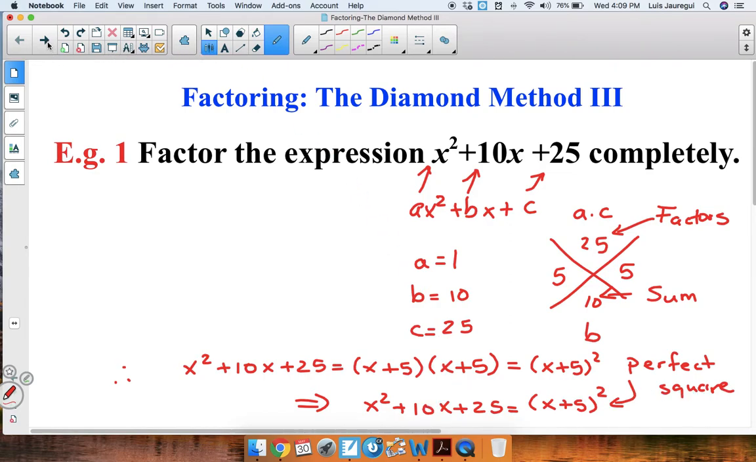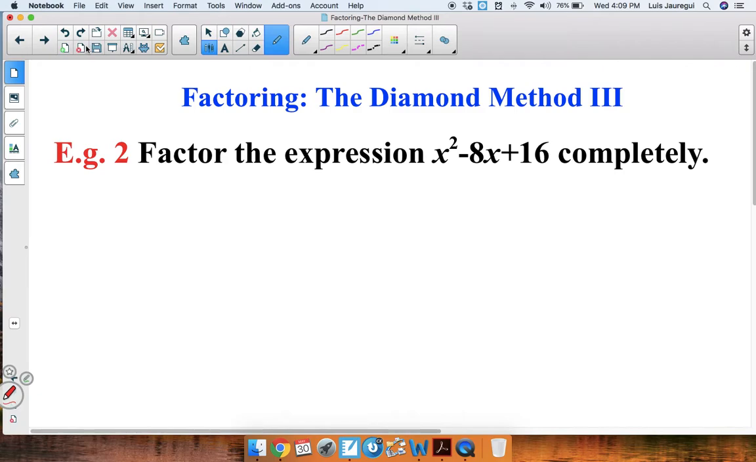Let's see one more example here. Example 2. Factor the expression x squared minus 8x plus 16 completely. Once again, we notice that this expression is of the form ax squared plus bx plus c. By matching or identifying the coefficients and the constant term, we get that a is equal to 1 because there's an implicit 1 here as the coefficient of your quadratic term.